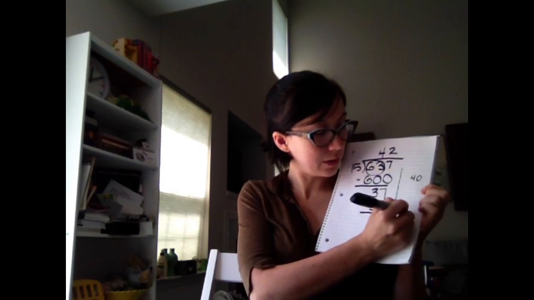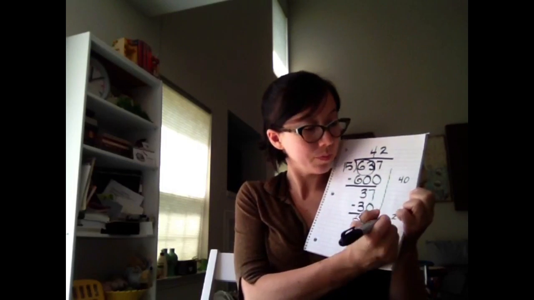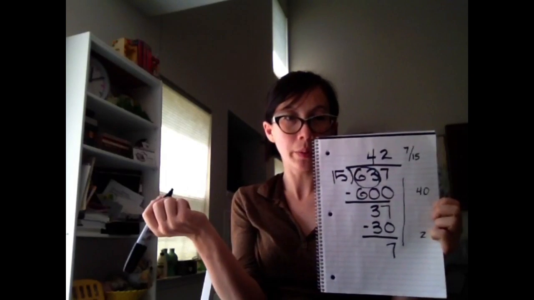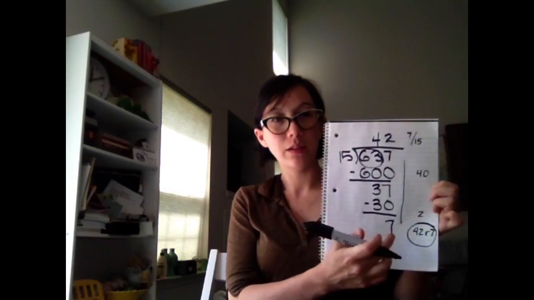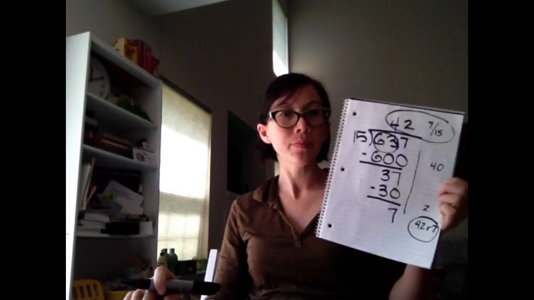Those 30, that was 2 boxes, right? So, I could either add up my groups, which is 42, or I could keep track of my answer up top. It's 42. Remainder 7. Or I have 7/15 of a box full. Okay, I'll write it in 2 different ways. 42, remainder 7 down here, or 42 and 7/15 up top. I could put a decimal and a 0 and keep going, but the fraction is fine for now. Okay, I need 43 boxes.